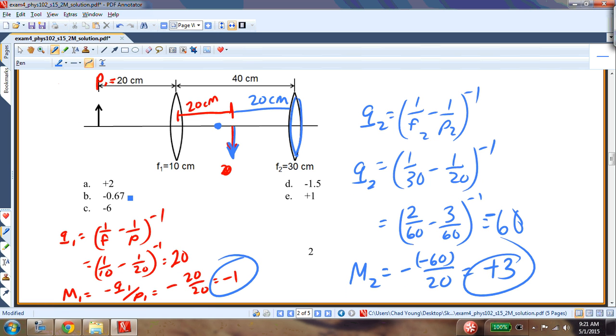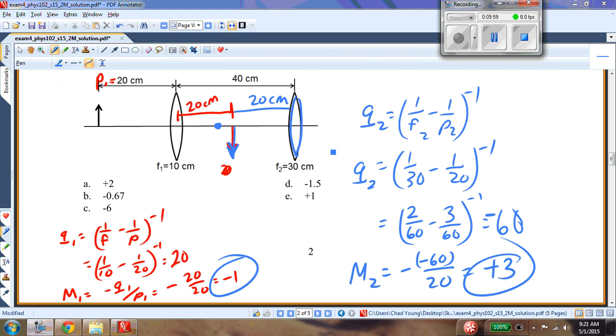Well, let's see, I seem to have made a mistake here. Hold on, let me find it. I'll come back to this, find my mistake. Okay, no mistake, it's just that the answers aren't correct. So I will fix this. This should say negative 3, so the answer will be C, right? So that's number 12.